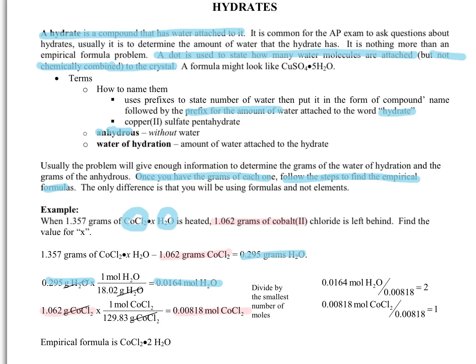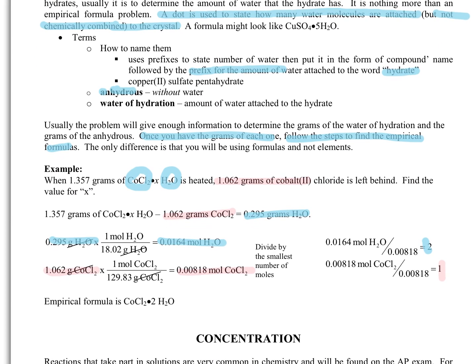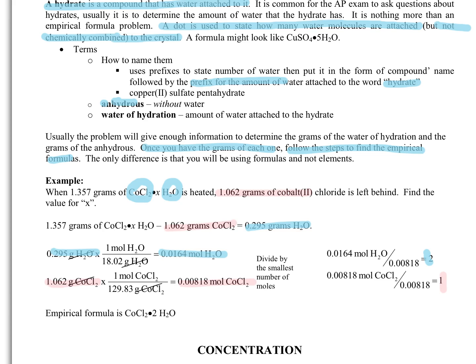In order to find a smallest whole number ratio, once again, you divide by the smallest. If I divide by the smallest, I end up with 2 waters for every 1 cobalt 2 chloride. So then my formula is cobalt 2 chloride with my little dot. For every 1 of those, I have 2 waters.